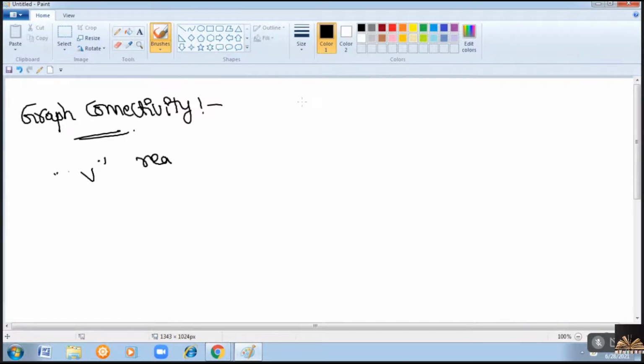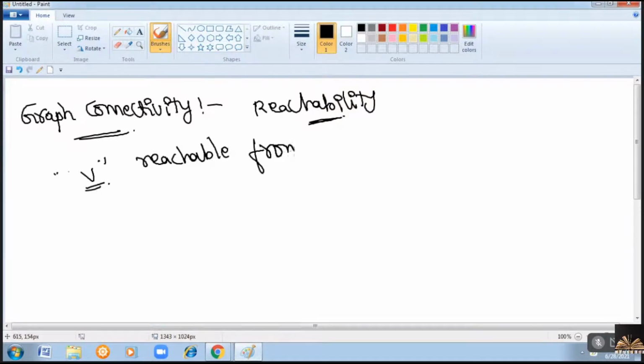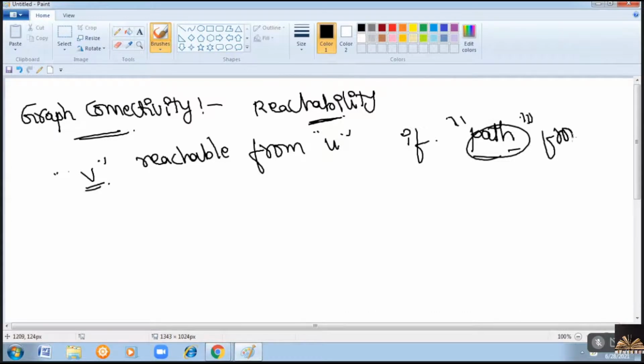Before we discuss this graph connectivity, we'll see what is reachability. Any vertex V in a graph is said to be reachable from the vertex U if there is a path. You do remember this word, path. This path and edge, these two are different. If there is a path from U to V, then we can say that V is reachable from U.